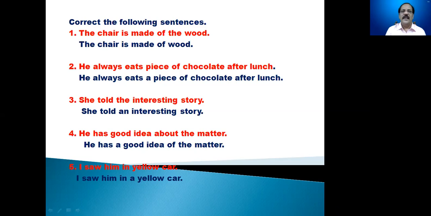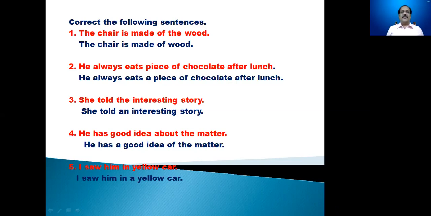That's why eats a piece of chocolate should be there. She told the interesting story. So we don't know what that interesting story is. You need not use the definite article "the". We are usually saying it in a general way, so use an indefinite article there. So instead of using a definite article "the", we are using an indefinite article: She told an interesting story.